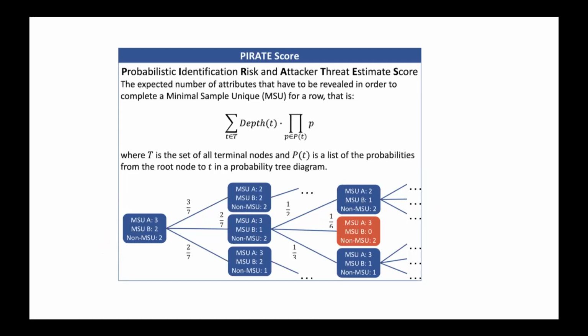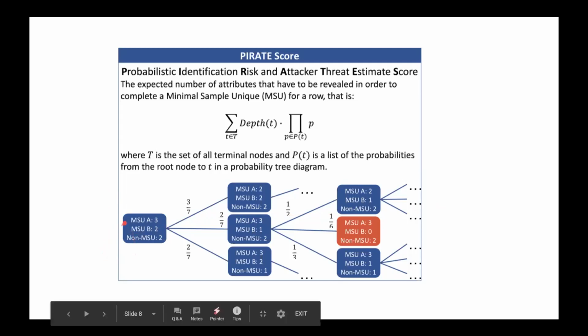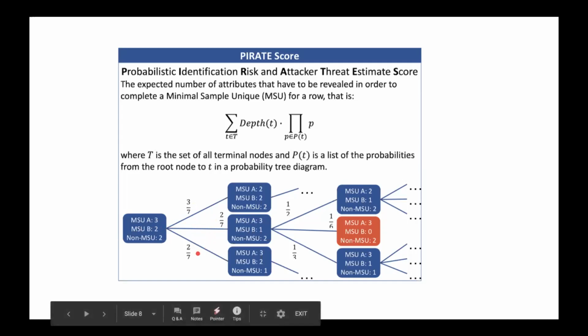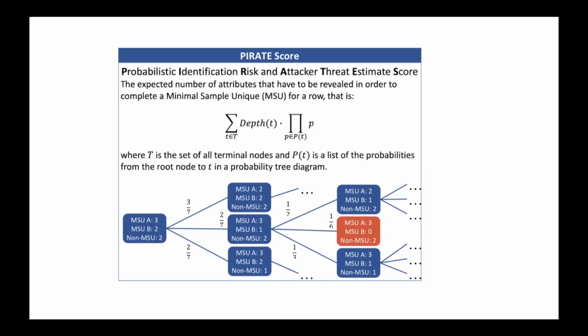So let's say I had 7 attributes in the data set, and I have 2 MSU combinations. MSU A has 3 attributes, and MSU B has 2 attributes, and there are 2 attributes that do not belong to any MSU, right? Now I can reveal an attribute from MSU A with a probability of 3 by 7, and a feature from MSU B with a probability of 2 by 7, and the probability that I will reveal a feature that does not belong to either MSU is 2 by 7.